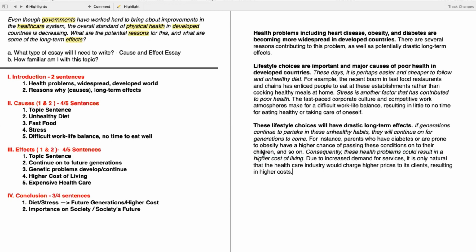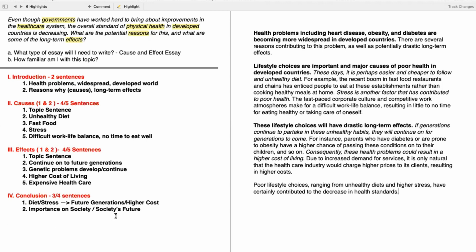So I've kind of explained why higher cost of living is due to expensive healthcare. And there is my second paragraph, okay? Now to wrap everything up, I'm going to show that diet and stress lead to future generations having problems and a higher cost. And so I'm just going to wrap it up and say poor lifestyle choices, and I'll give an example, ranging from unhealthy diets and higher stress have certainly contributed to the decrease in health standards.